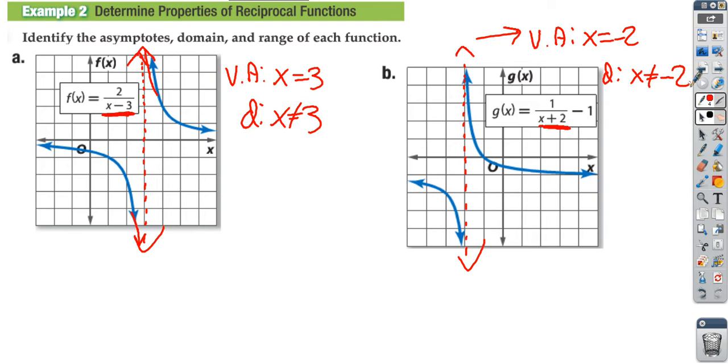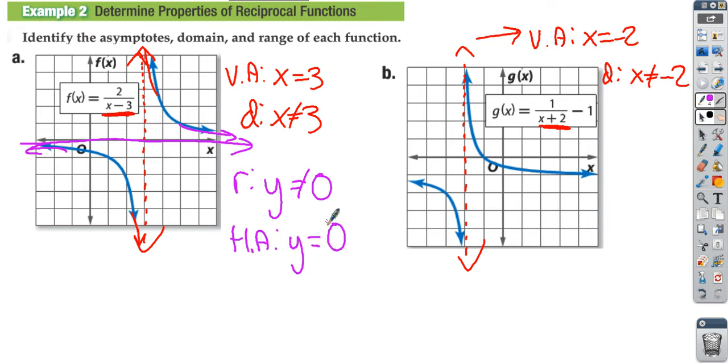Okay, how about the range? The range is referring to another type of asymptote. That's the horizontal asymptote. And you can see it right here, this purple line. You can see this gets really close to it here, this gets really close to it right here, but it never actually touches it. So the range is basically y does not equal 0. And that's because the horizontal asymptote is y equals 0.